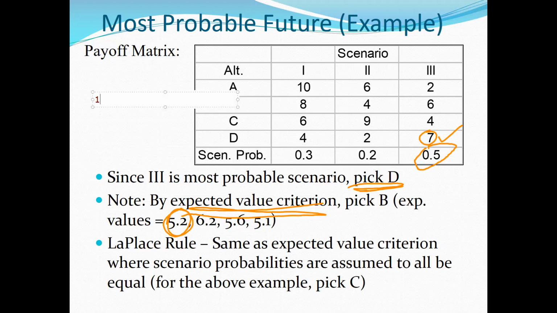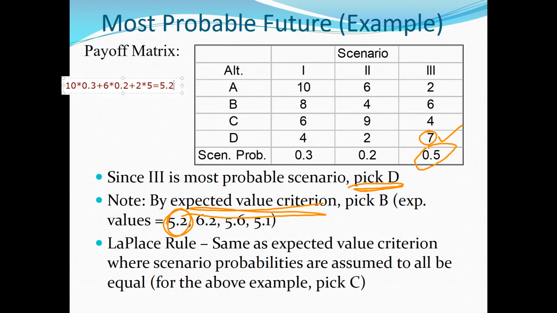It's nothing but 10 multiplied by the probability of that scenario, 0.3, plus 6 multiplied by the probability of the second scenario, 0.2, plus 2 multiplied by the probability of that scenario. So for alternative A, the expected value criteria is 10 times 0.3, 6 times 0.2, and 2 times 0.5, which is 3, 1.2, and 1. If I add that up, I get 5.2. So according to expected value criteria, alternative A's composite payoff is 5.2.